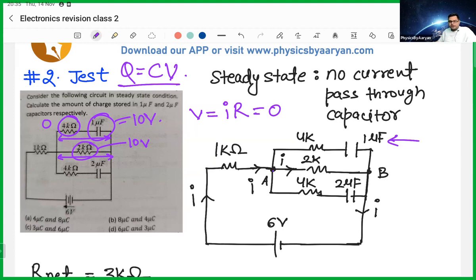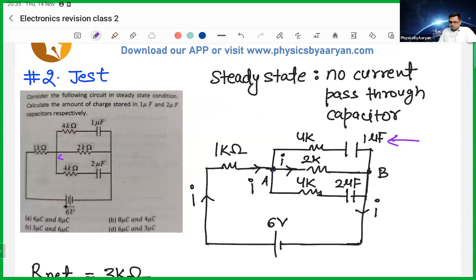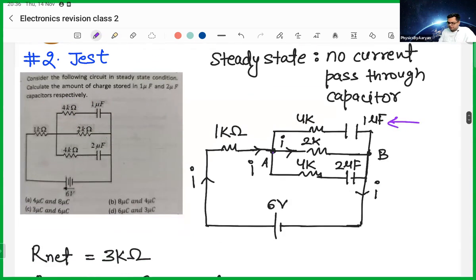How am I going to find the voltage across the capacitor? Okay, any doubt here? If anyone has a doubt, please ask very freely. No problem. Okay, ठीक. Again बात करते हैं.